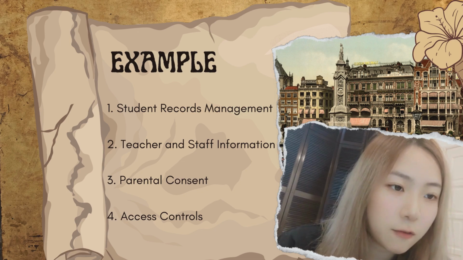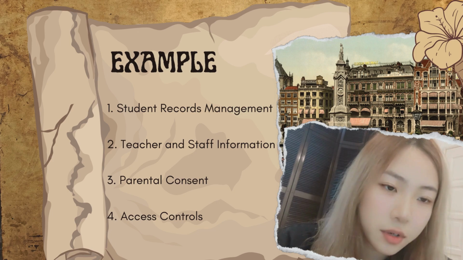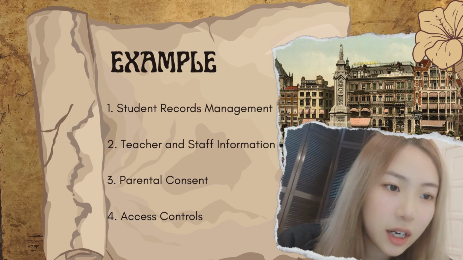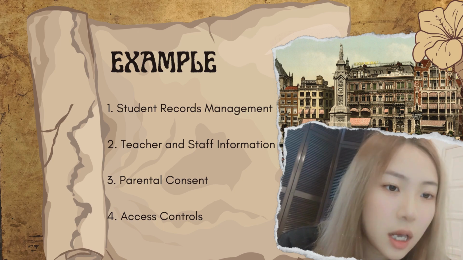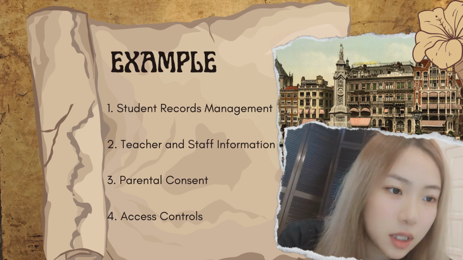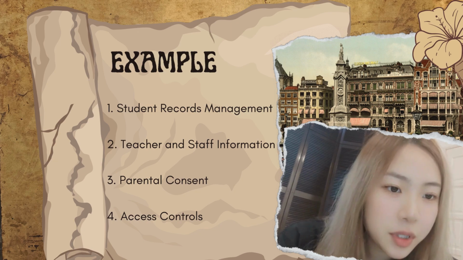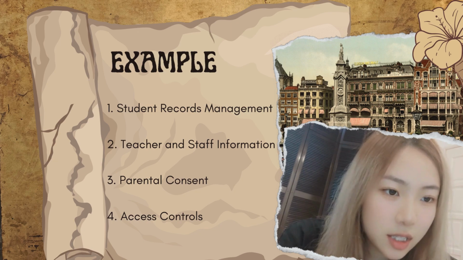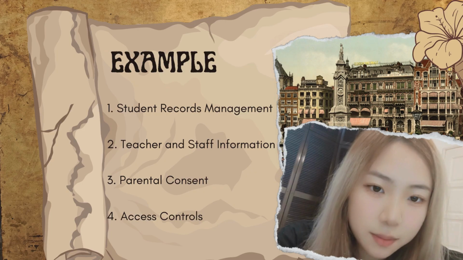Parents are informed about the type of data collected, how it will be used, and their rights regarding access and correction. The last one is access controls. Access to student and staff data is limited based on the principle of least privilege. Each user is granted access only to the information necessary for their job responsibilities.